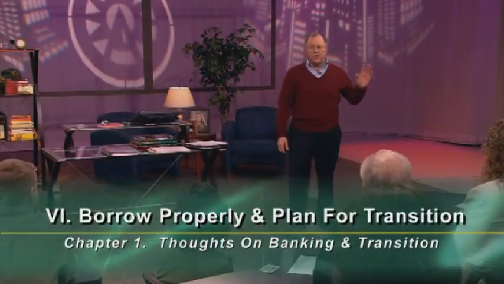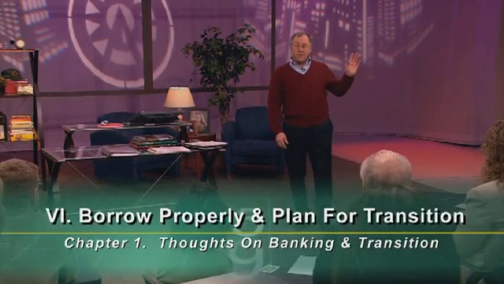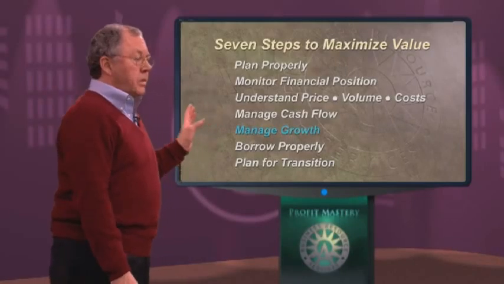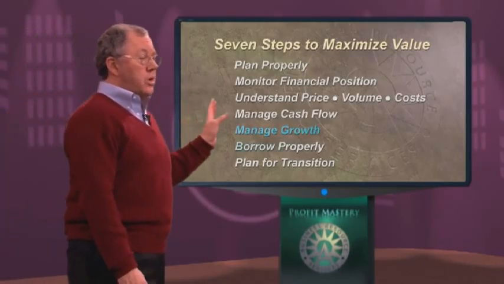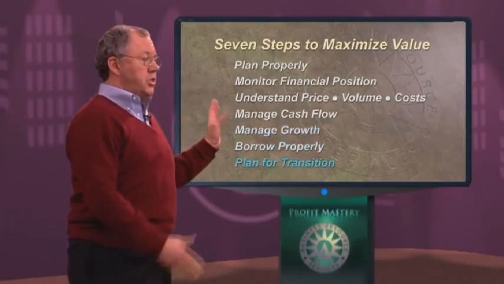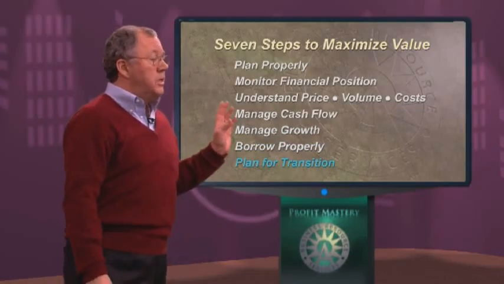So we've covered off now on 5 of the 7 steps to maximize value, okay? And what I want to do now is finish up with the last 2, which is borrow properly and plan for transition. And I think we'll combine them together because there's no calculating to do here. Just want to lay out and really summarize a lot of the things that we've already done, okay?